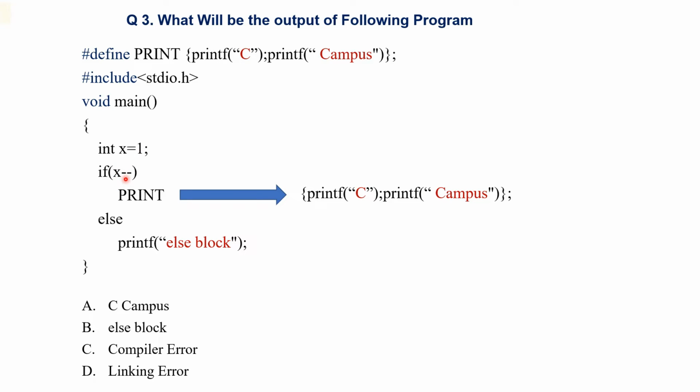So if 1 means value true, so hence the next statement after if will be executed. So that means this will be executed. So because of which C will be displayed, and after that campus will be displayed. So hence the correct option for this program is C, campus.